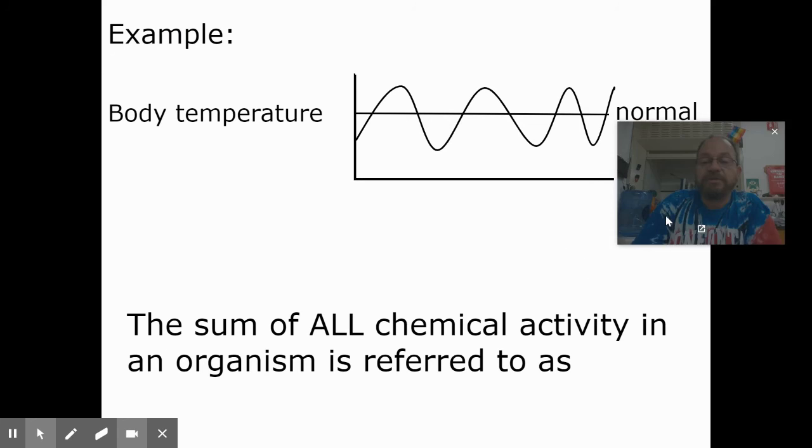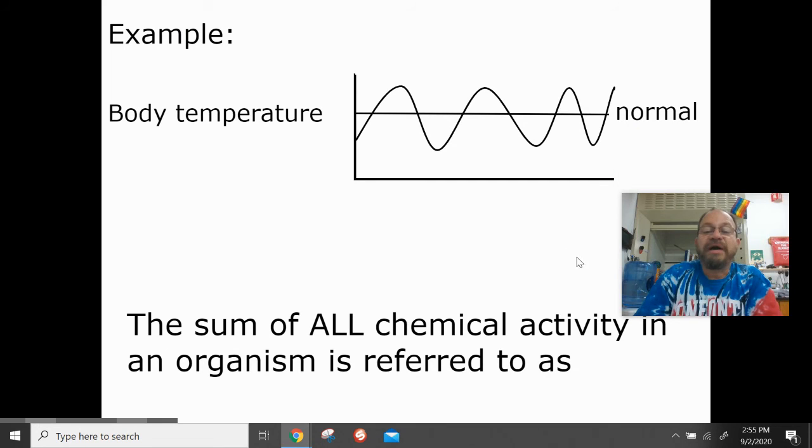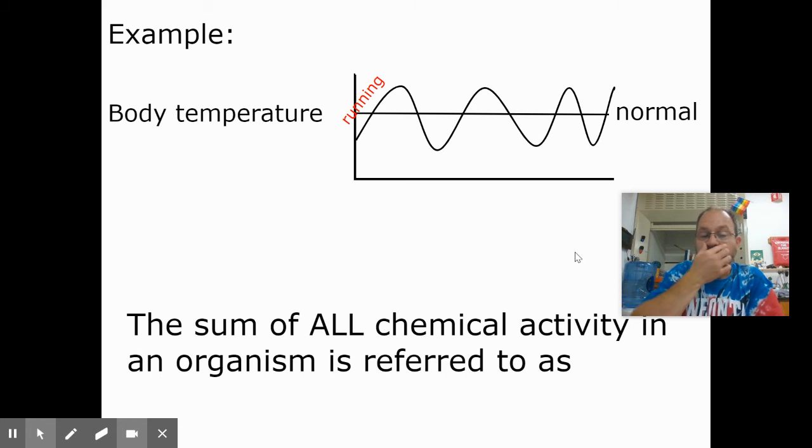Here's a good example. Body temperature is a great example. Let's say you go out for a run. When you start running, your metabolism speeds up, your heart rate speeds up, your breathing speeds up, you get warmer, and your temperature goes up. If you look at your body temperature as you're running, you get hotter. You start to sweat, that kind of thing.